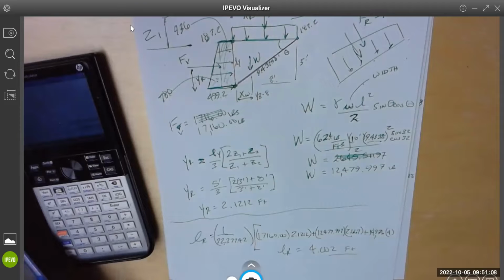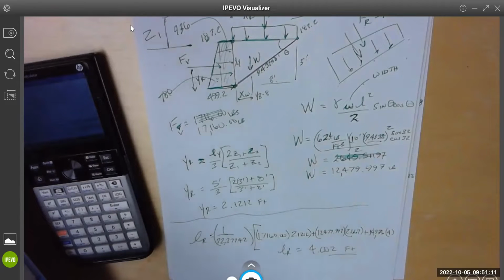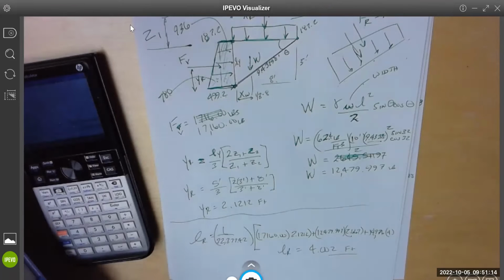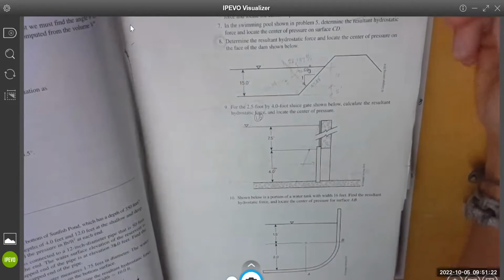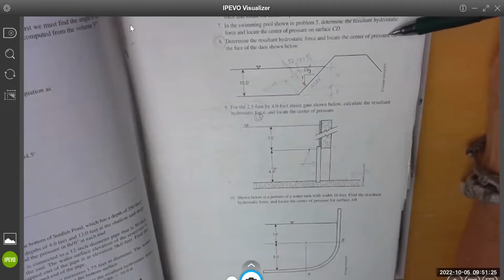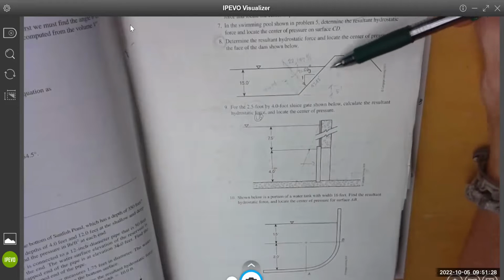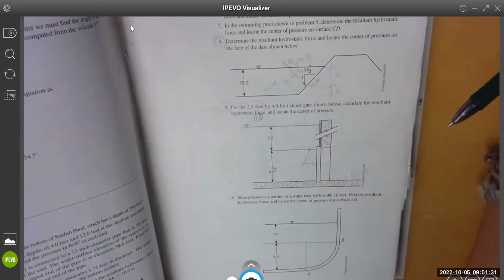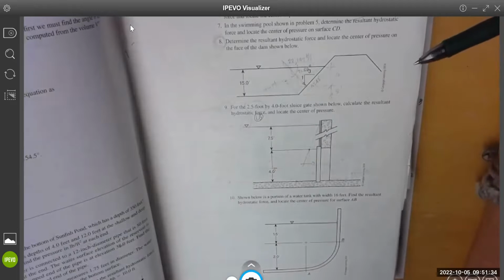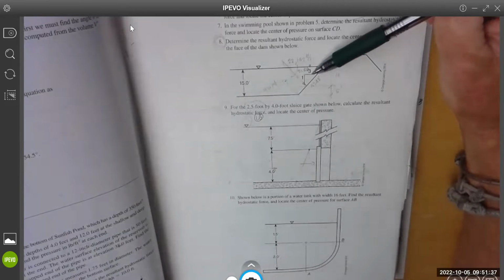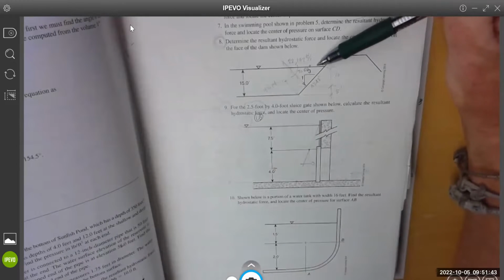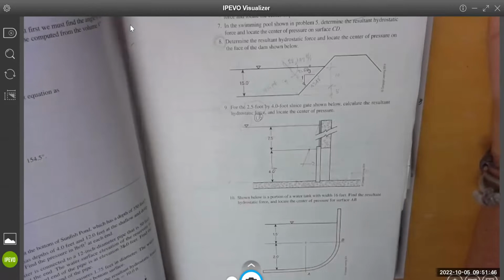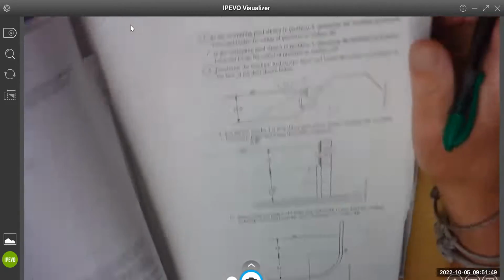Which one? Let's do number 8, chapter 3. Very similar. It says determine the resultant hydrostatic force and locate the center of pressure on the face of the dam shown below. I'll put it in the video, so if you don't have the book, you can look at it. It's from here to here, so 15 feet of depth. They give you rise and run, so that should help you get the angle right. It's at the surface, not at a depth, so it should be a little easier. So let's go for number 8 as our homework.